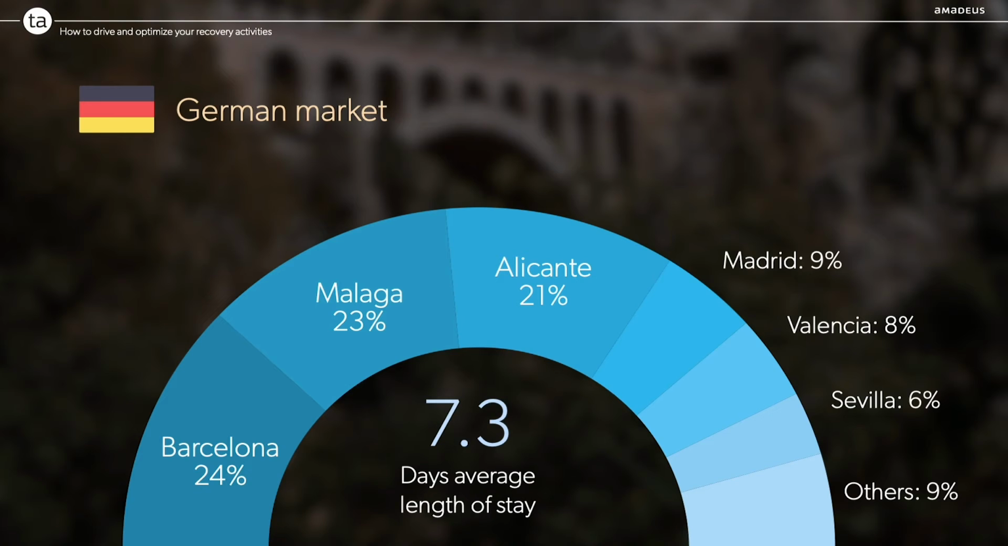We also know that on average these German travelers spend 7.3 days when in Spain, and we get this information from our booking data. So this tells us that there is more than enough time for them to visit multiple destinations inside the country. When pursuing the goal to bring back visitors, we also want to attract those travelers that are already visiting other Spanish cities but could potentially add Malaga as an additional destination they can reach by car, train or bus.